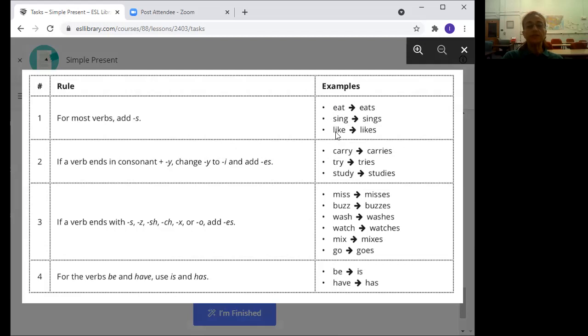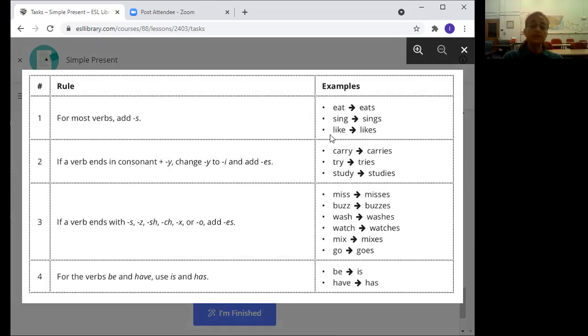These are examples of an S after a consonant. Eat. After a consonant, we simply add an S and we just say it. I eat, he or she eats. I sing, he or she sings. I like, he or she likes.